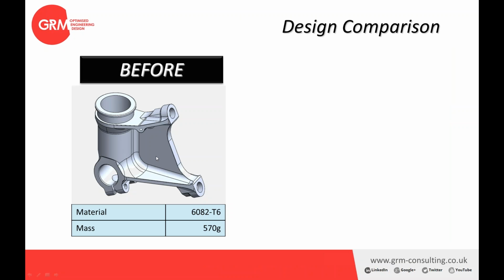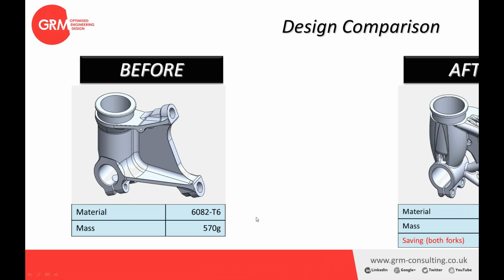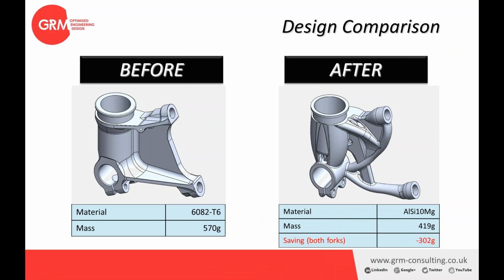So the original part was machined in 6082 T6 aluminium and weighed 570 grams. After the optimization through TruForm, the part has been reduced in mass to 419 grams. This is using a comparable aluminium in the additive manufacturing process with very similar material properties. And when you consider there's two forks on the front wheel of the bike, that gives a total saving of 302 grams, which is certainly quite a significant saving.